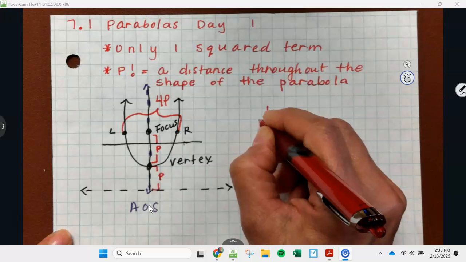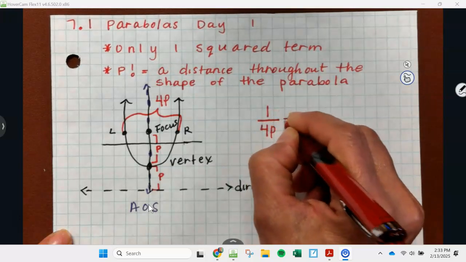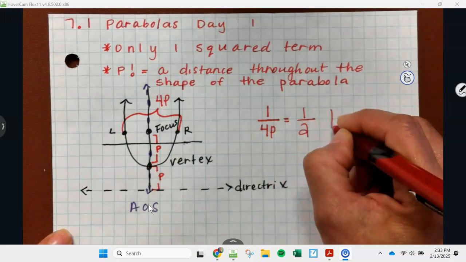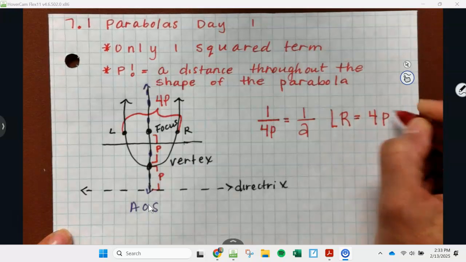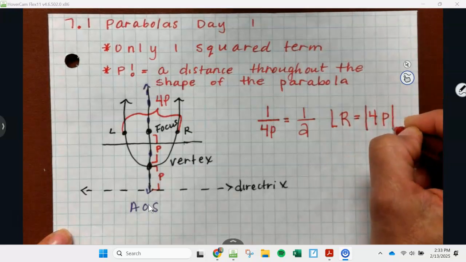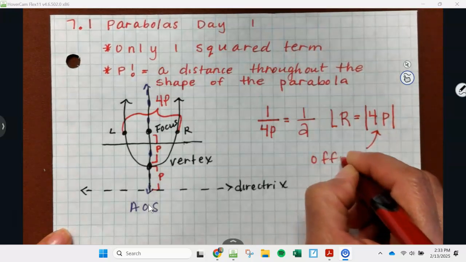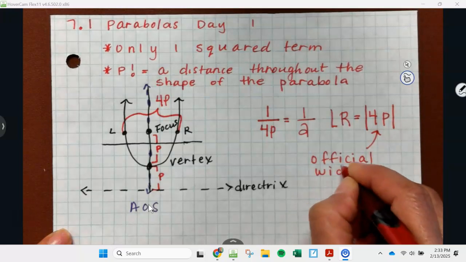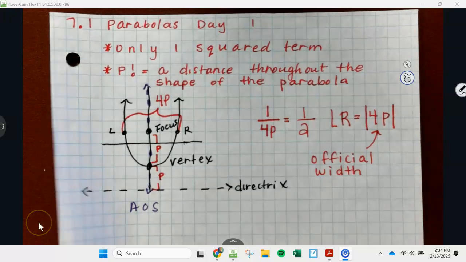So we don't have to guess to find P. It's actually quite simple. It is the reciprocal of the A value. So if A is a fraction, P is going to be the bottom. Now remember, the A value is the reciprocal of P, and it's always 4P. Now LR, which I call the official width, is a distance and it measures, so it's always positive.